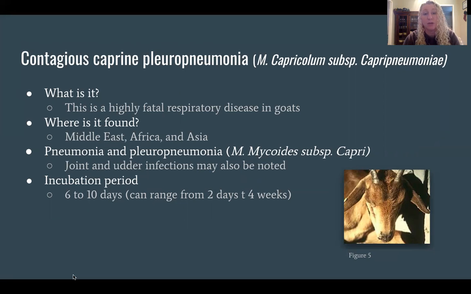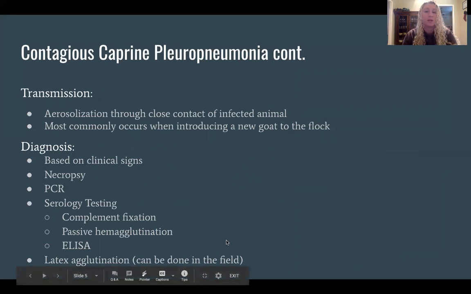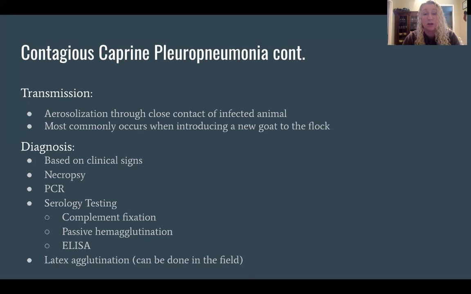It is a pneumonia and pleuropneumonia. You also can see joint and udder infections, and the incubation period can be anywhere from 6 to 10 days, and can also range from 2 days to 4 weeks. It is typically transmitted through aerosolization with close contact of infected animals, and it's most commonly seen when you're introducing a new goat to a flock.